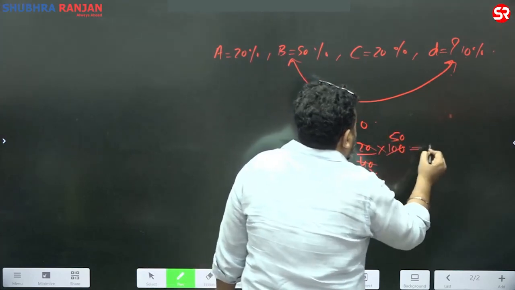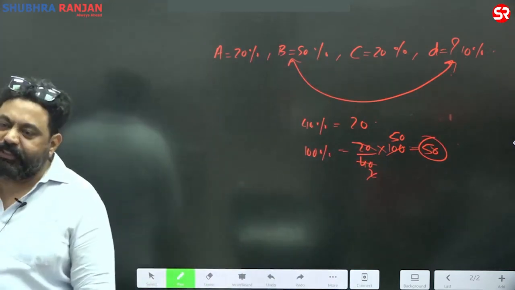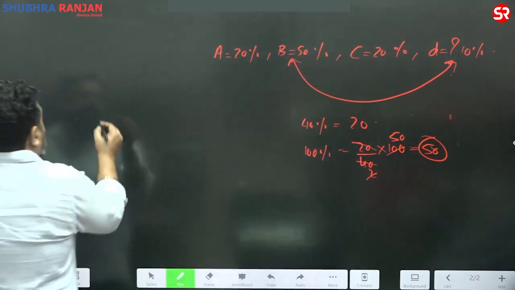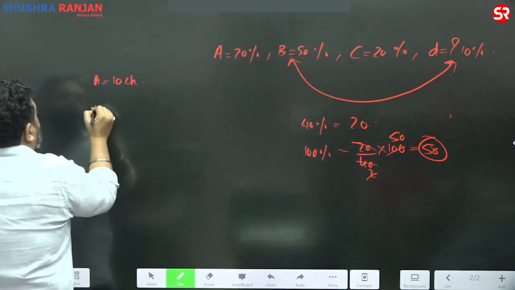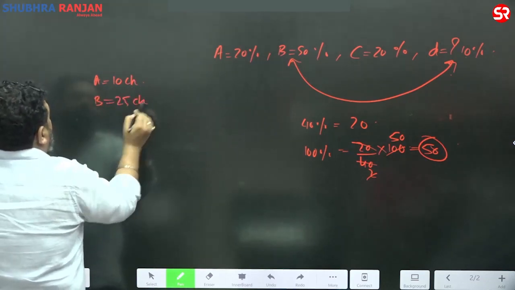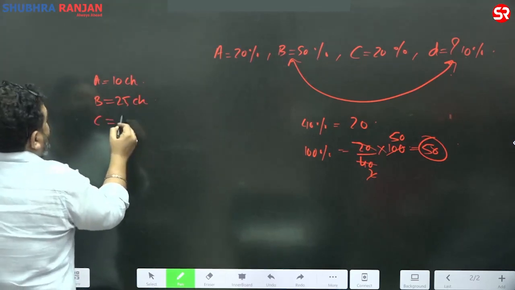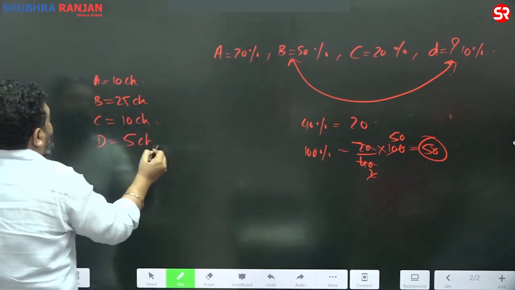Total is 50 chariots, right? So how much did A get? A got 10 chariots. How much has B got? 25 chariots. How much has C got? 10 chariots. And how much has D got? 5 chariots.